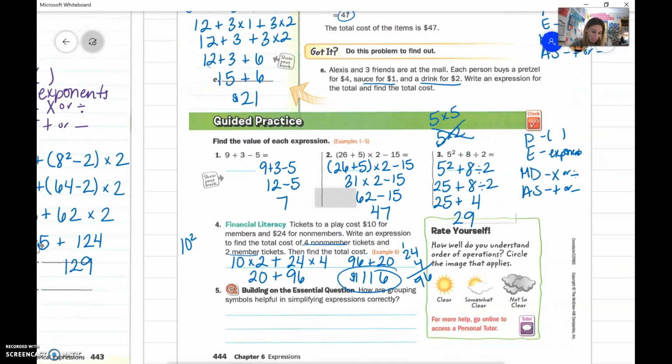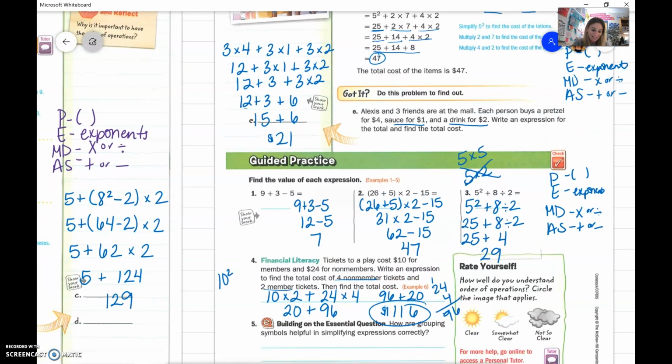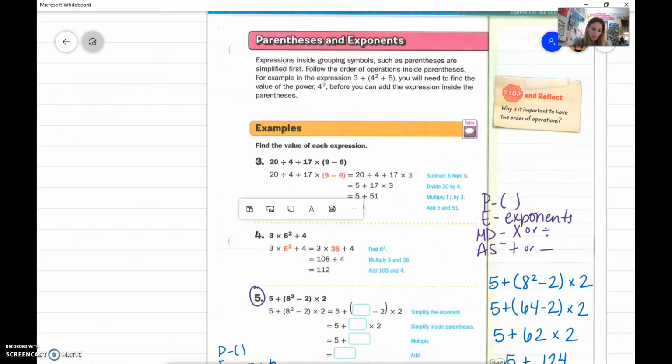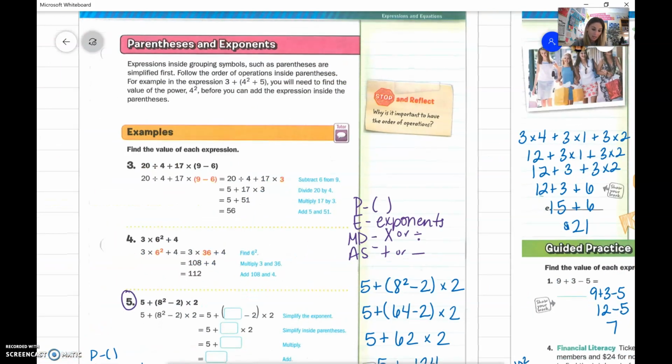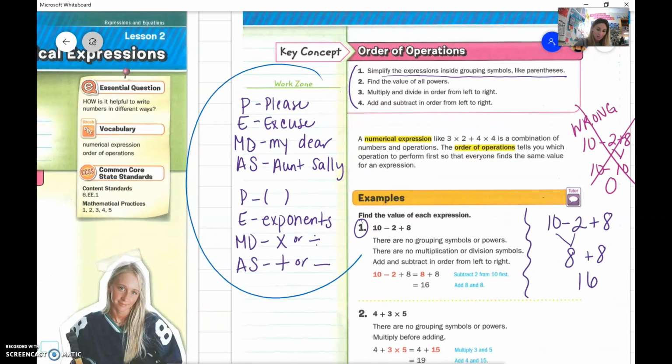Okay, that is it. That is your lesson on expressions. Again, the most important part is please excuse my dear Aunt Sally, which is up here, and knowing that that means parentheses, exponents, multiplication, division, add, or subtract. You're going to hear me say that over and over and over again, so much that I'm probably going to be in your sleep tonight, and you'll probably have nightmares. But at least you'll remember the order of operations.